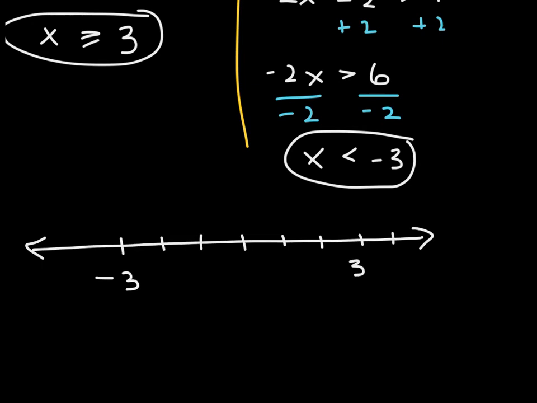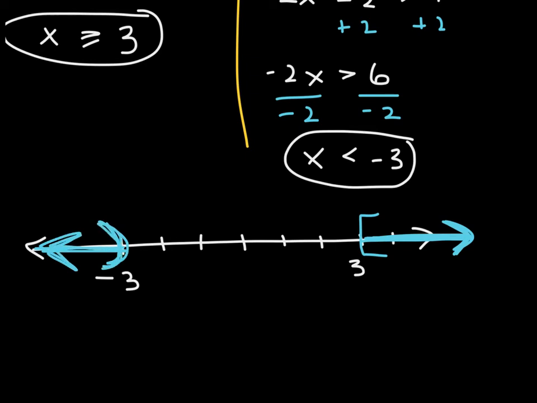Okay, let's graph these. This one says any number greater than or equal to 3. Greater than or equal to 3 looks like this. This one says strictly less than negative 3. Strictly, that's a parenthesis, strictly less than negative 3. That's a parenthesis right there.